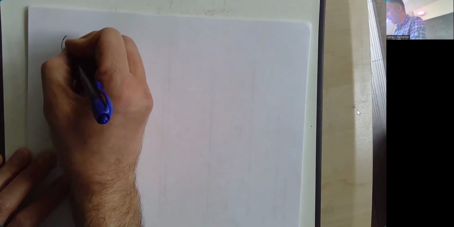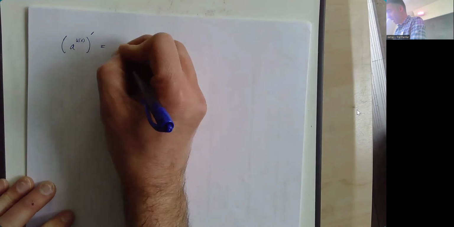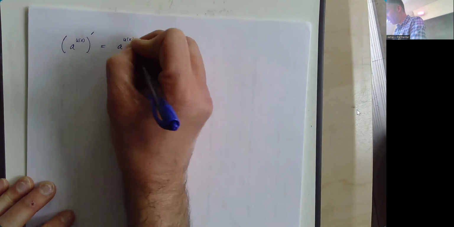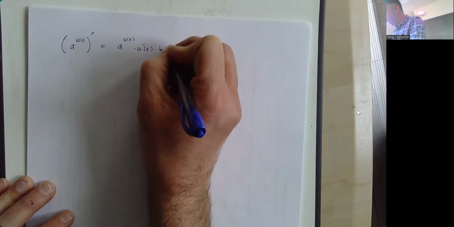Instead of writing stuff, even though I like to write stuff, I'm going to write u instead. So the derivative of a to the u of x. So the derivative of a to the stuff, I'm still going to say stuff. I can't not say stuff. Is going to be a to the stuff times the derivative of the stuff times the natural log of a.